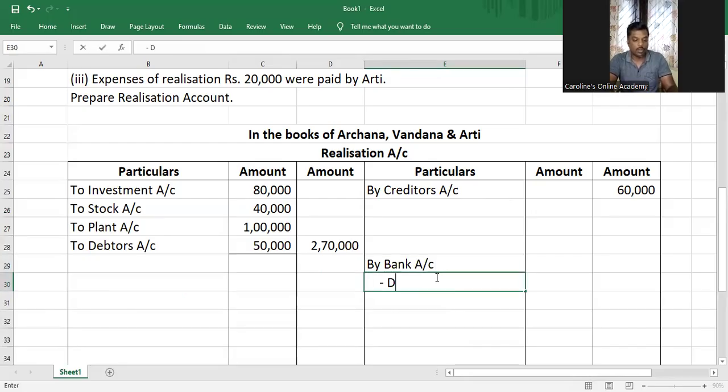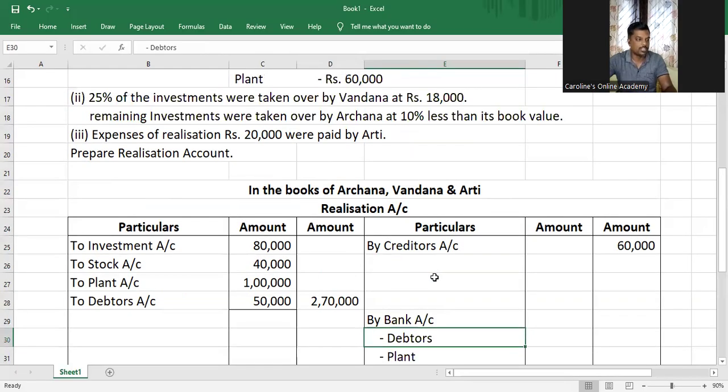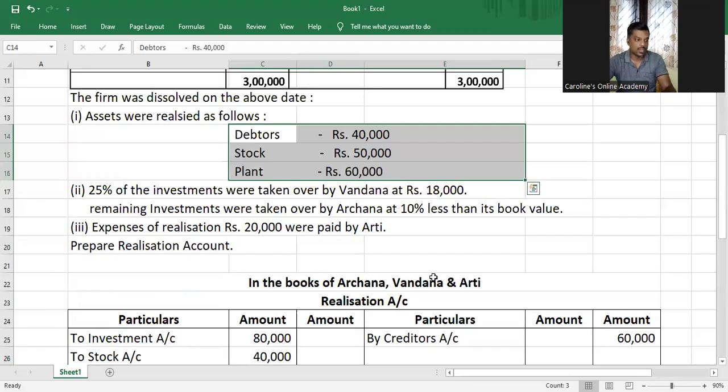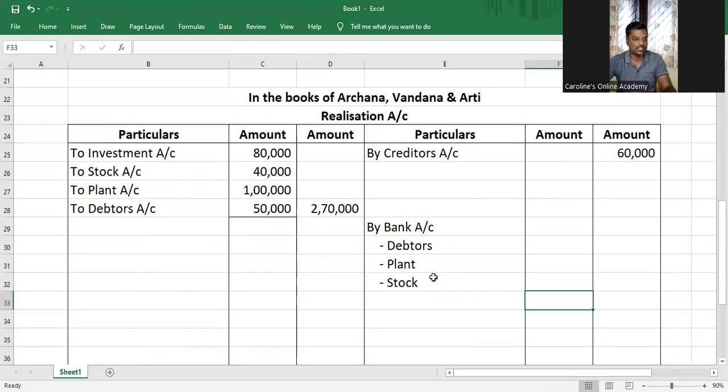In order to show how much each asset realized, below bank account we'll write the name of the assets and write the amount realized by those assets in the inner column. So we have debtors, plant, and stock. I'm writing only these at this point because in this question, the first point says that the following assets realized: debtors, stock, and plant, and they realized 40,000, 50,000, and 60,000. Debtors realized 40,000, stock realized 50,000, and plant realized 60,000.